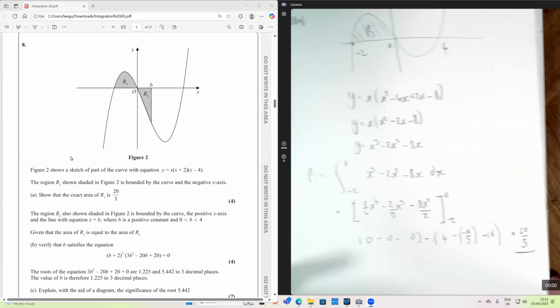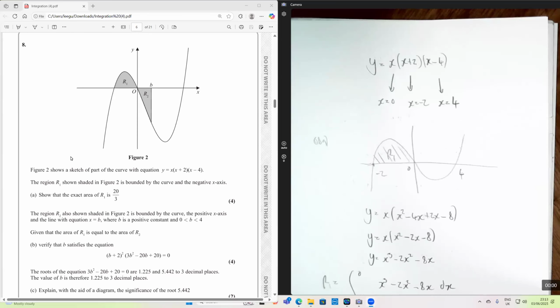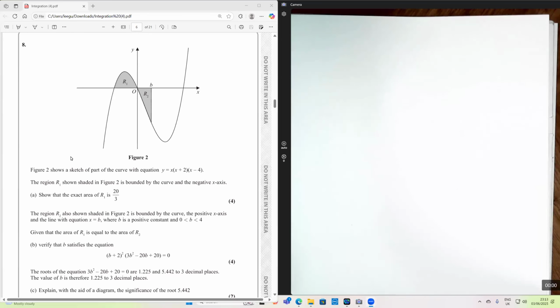So the first bit there, really not too bad, pretty straightforward, kind of like a nice 4 marks. Okay, it's the next bits where this question, I think, becomes a bit more challenging.